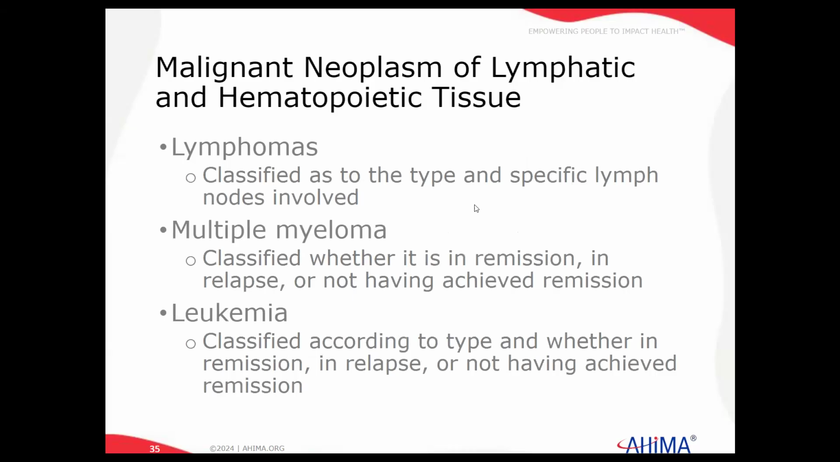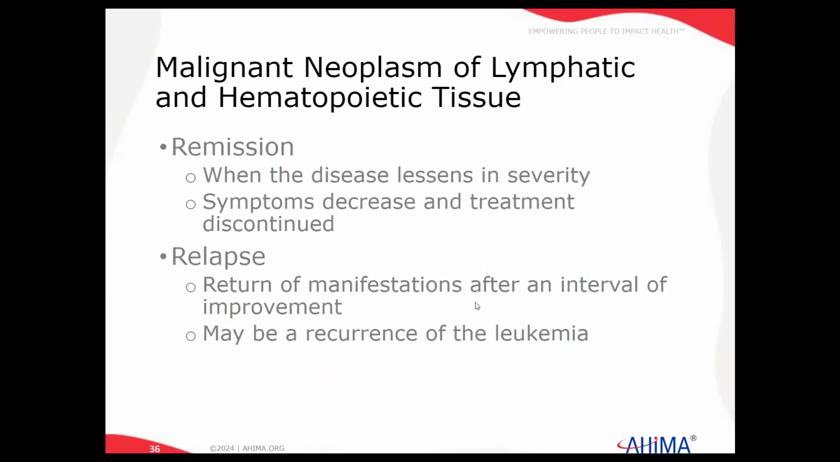With lymphomas, there are some new guidelines and new codes, but they're classified broadly by the type and the specific lymph nodes that are involved. Multiple myeloma is classified by whether it's in remission, in relapse, or not having achieved remission. And leukemia, in a similar way, is classified as to remission, in relapse, or not having achieved remission.